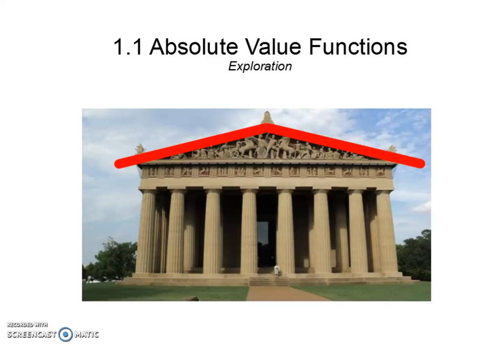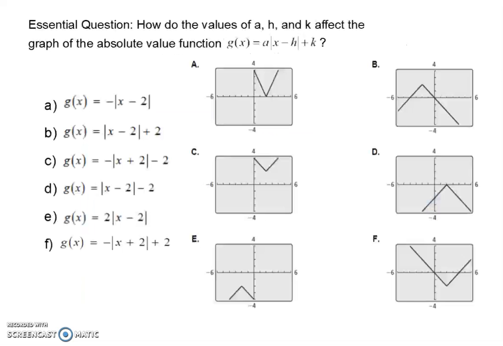1.1 absolute value functions. This is our exploration that goes along with your student journal. The essential question that we're going to be answering is how do the values of a, h, and k affect the graph of the absolute value function? We have a, h, and k, and we want to know what they do to the graph. So we're going to be comparing all 6 of these graphs, and so you want to look at how they're alike and how they're different.